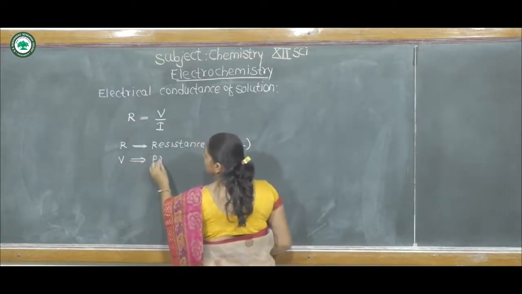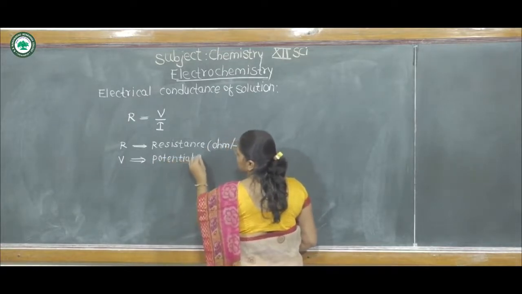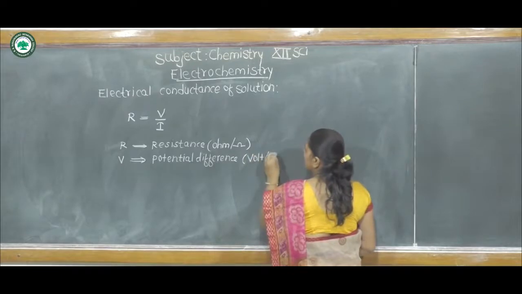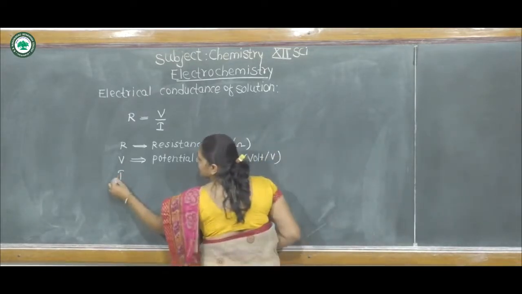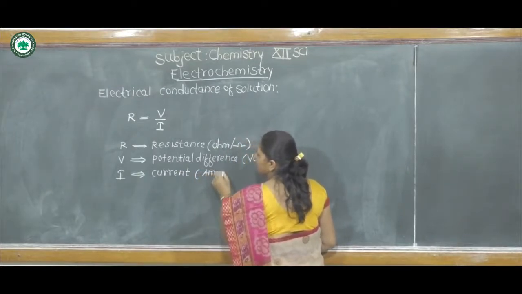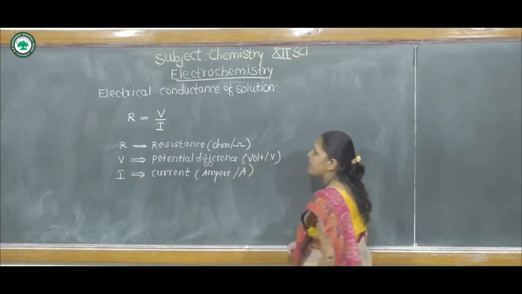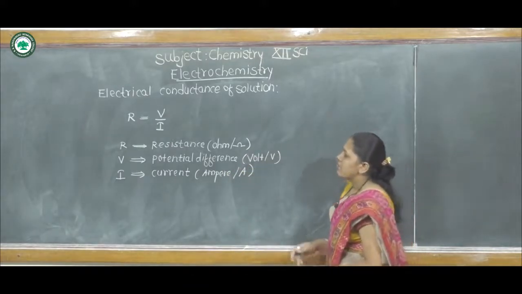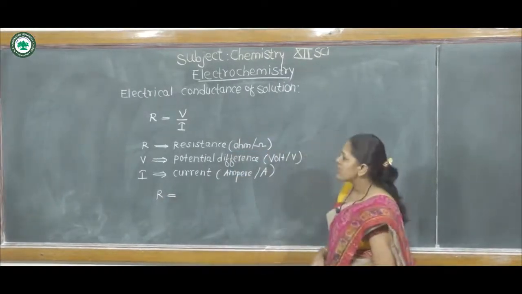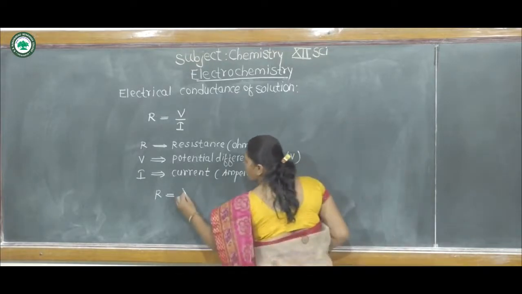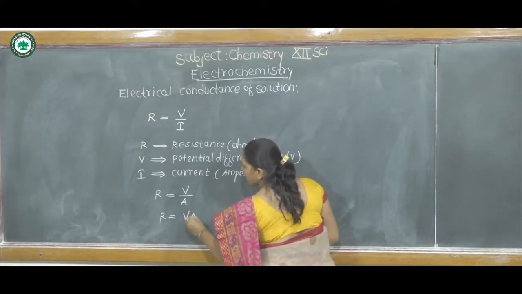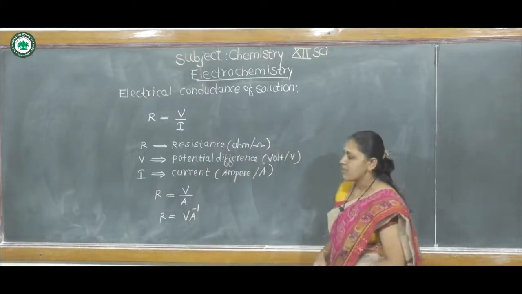V is potential difference. SI unit of potential difference is volt, denoted by capital V. I is current in ampere. SI unit of current is ampere, symbol is capital A. Therefore, what is the unit of resistance? R is equal to potential difference, volt, divided by current, ampere. Therefore, R is equal to volt per ampere. This is another unit of resistance.